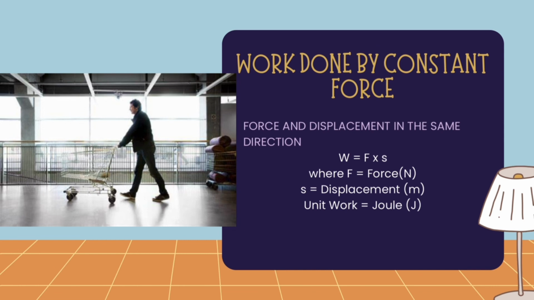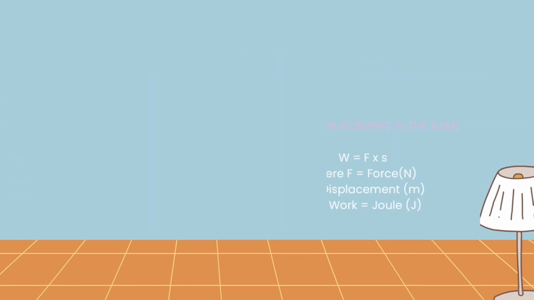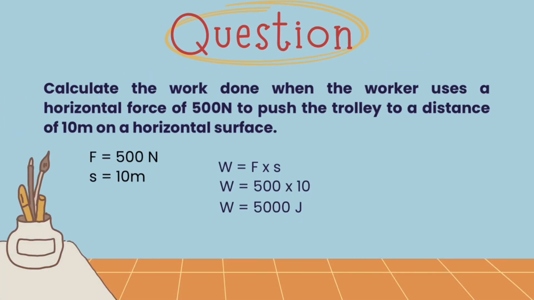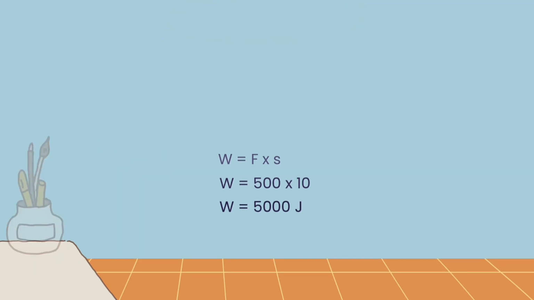The first is work done by constant force. When the force and displacement is in the same direction, we use the formula W equal to F multiplied by S, where F is force and S is displacement. For example, calculate the work done when the worker uses a horizontal force of 500 Newton to push the trolley to a distance of 10 meter on a horizontal surface. First, we must identify the force and displacement in the question, where the force and displacement is 500 Newton and 10 meter. Then, we use the formula W equal to F multiplied by S, which is 500 multiplied by 10, and we will get the work is equal to 5,000 joule.